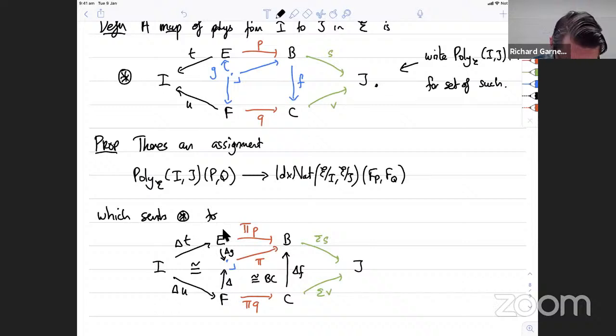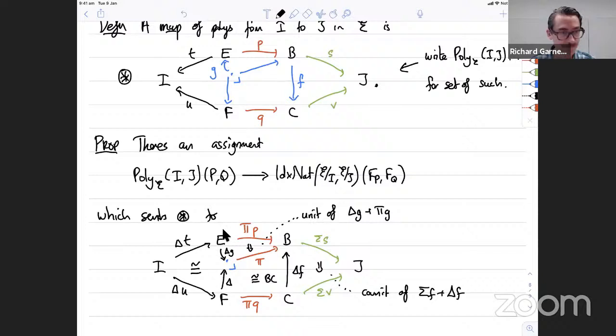And so I'll just tell you what these are and you can figure out why they're that. This is the unit of delta G adjoint to pi G. And this is the co-unit of sigma F left adjoint to delta F.